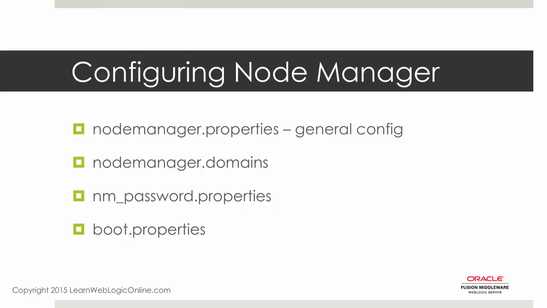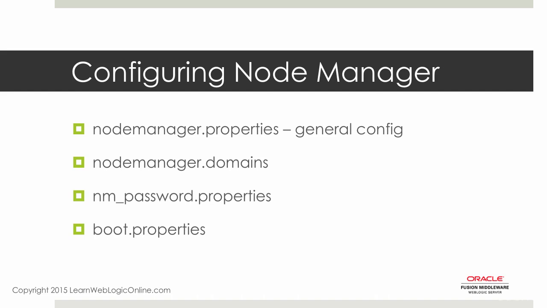So to configure Node Manager, there are four main configuration files. There's nodemanager.properties, which is the general configuration file for Node Manager. That's the one we're going to focus on mostly when we configure Node Manager. It defines properties like listen address, port number, whether or not Node Manager is listening on a secure socket, what startup and shutdown scripts to use for starting managed servers, and the like.